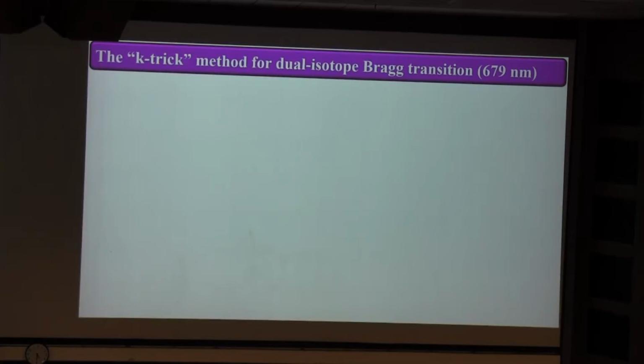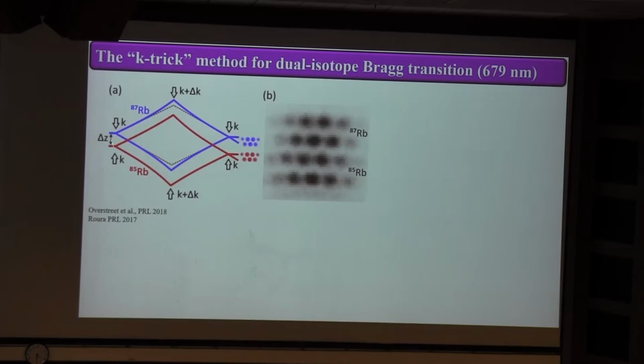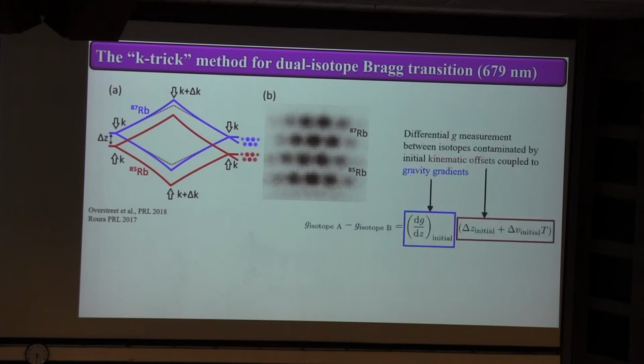Right, so another thing that makes the Bragg transition very attractive is that the atoms are not always co-located. There's always some sort of kinematic jitter. For example, if there's an offset, that could cause problems. Unfortunately, if the offset couples to the gravity gradient, then it can lead to a differential acceleration that contaminates our dark matter signal. But fortunately, there's a trick.